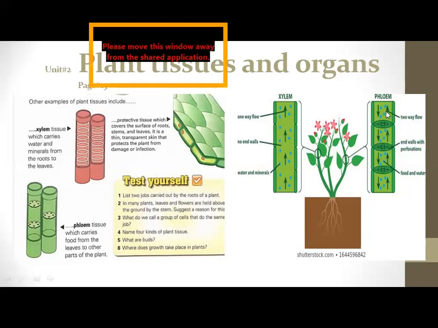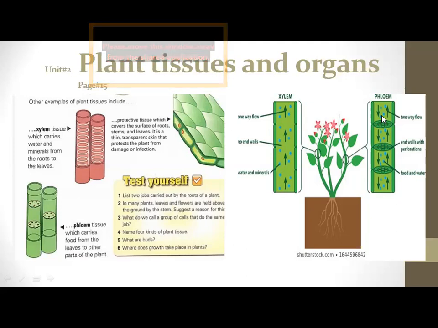Come towards the phloem tissues. You can see here that two-way traffic is possible, because the prepared food will be transported to the upper parts of the plant, and it will be transported to the lower parts of the plant as well. So a two-way traffic is here, and these are made up of living cells.